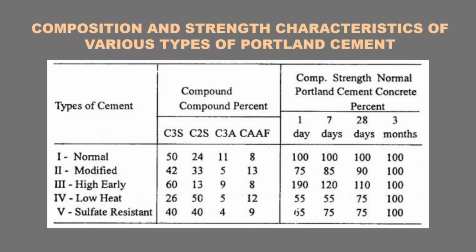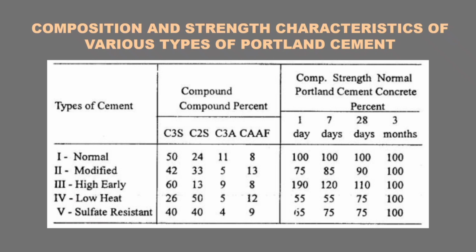In the table, for type 1, normal, the compound percentages are: tricalcium silicate C3S is 50, dicalcium silicate C2S is 24, tricalcium aluminate C3A is 11, and tetracalcium aluminoferrite C4AF is 8. The compound strength of normal Portland cement concrete in percent at 1 day is 100, 7 days is 100, 28 days is 100, and 3 months is 100.